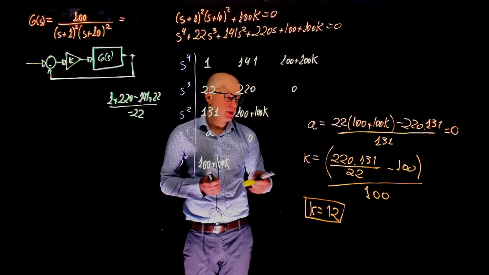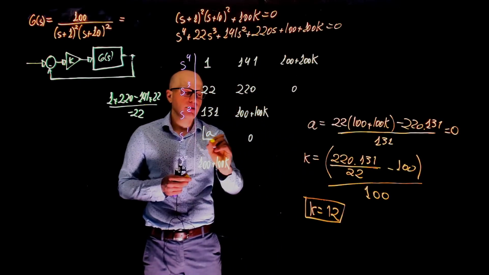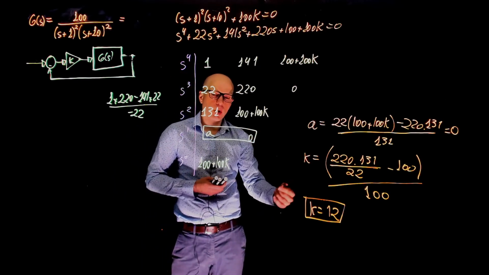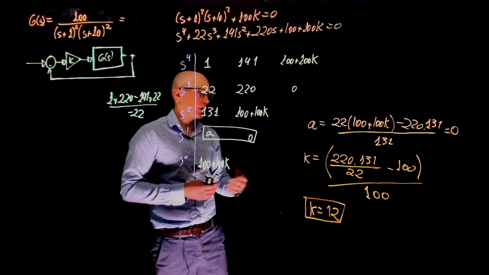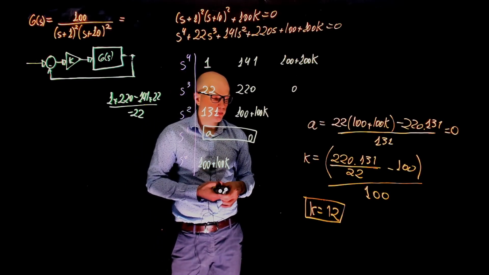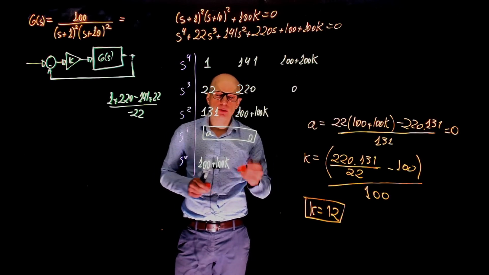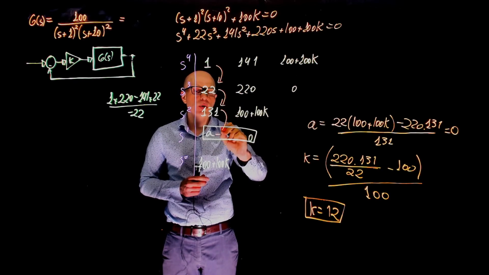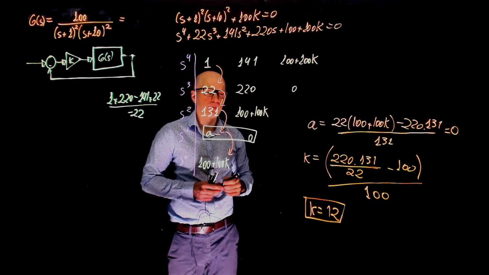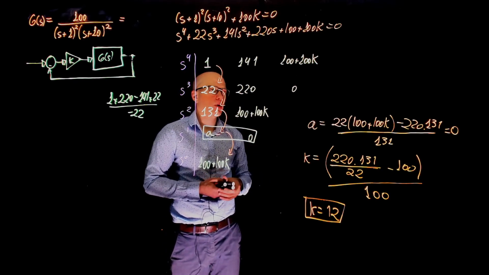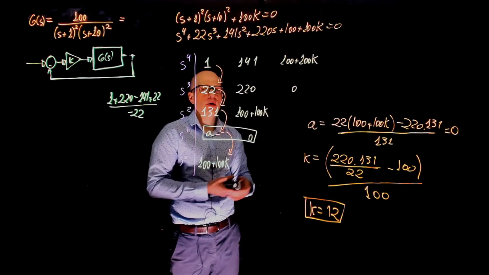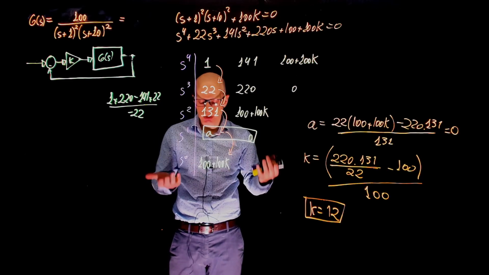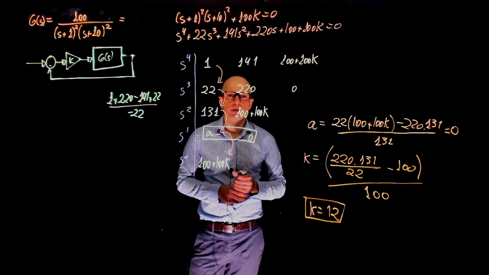So what happens here? When K equals 12, we have a row of zeros, marginally stable. When K is smaller than 12, all positive values, no sign change, system is closed loop stable. When K is greater than 12, then A becomes negative. We have no sign change, no sign change, one sign change, two sign changes. Two sign changes, two unstable closed loop poles, as you could see from the Nyquist and from the root locus plots. So the analysis is consistent, everything tells the same story.